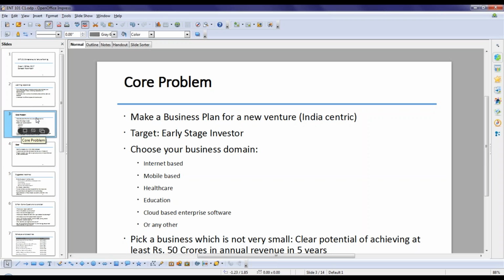Excuse me, sir. Yeah, Aditya, tell me. Is it 50 crore revenue per year, or do we have to make 50 crore revenue in 5 years? No, it is not 50 crore in 5 years. After 5 years, your yearly revenue should be 50 crores. So in the fifth year, you should be getting a revenue of 50 crores. Fifth year alone. Okay, sir.